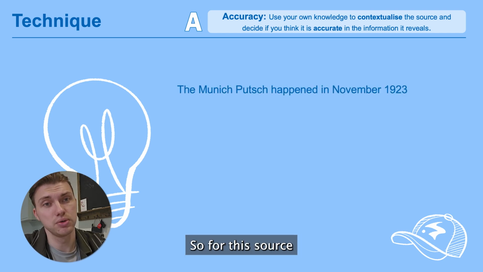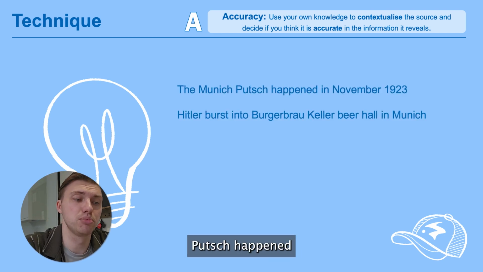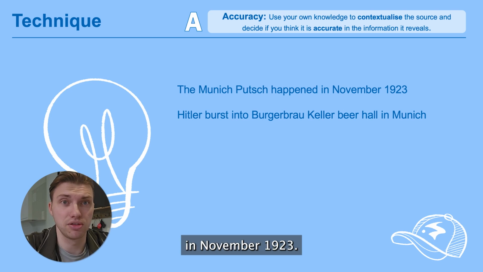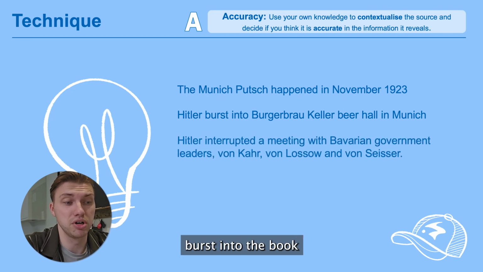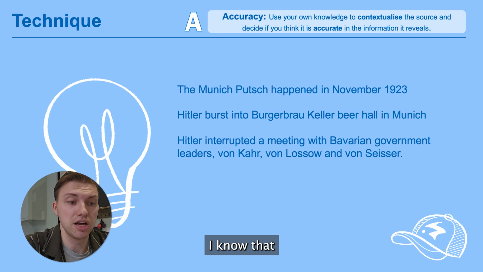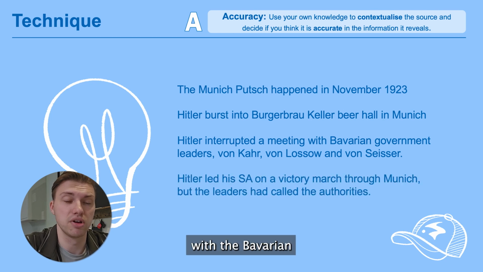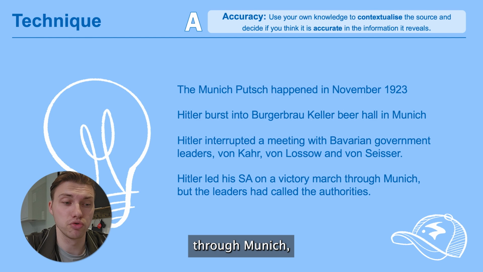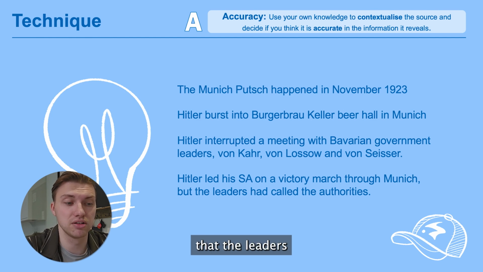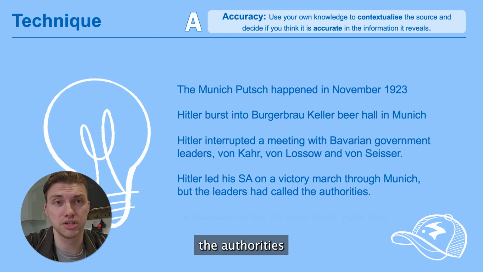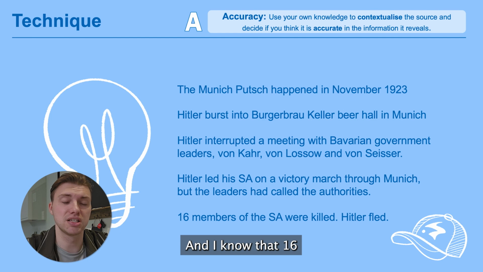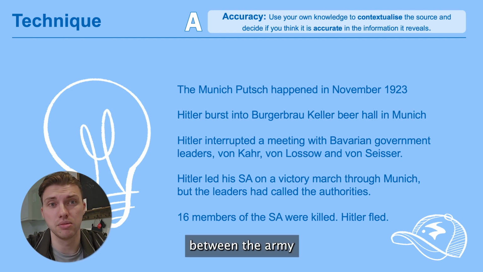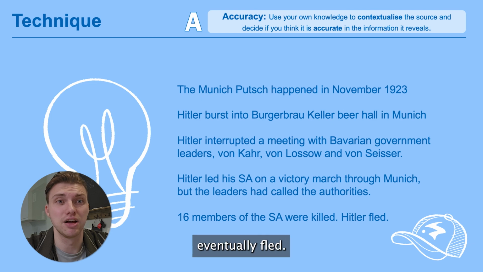So, for this source in particular, I know that the Munich Putsch happened in November 1923. I know that Hitler burst into the Bürgerbräukeller beer hall in Munich. I know that he interrupted a meeting with the Bavarian government leaders. I know that Hitler led his SA on a victory march through Munich, despite the fact that the leaders had called the authorities by this point. And I know that 16 members of the SA were killed when a scuffle broke out between the army and the SA, and Hitler eventually fled.